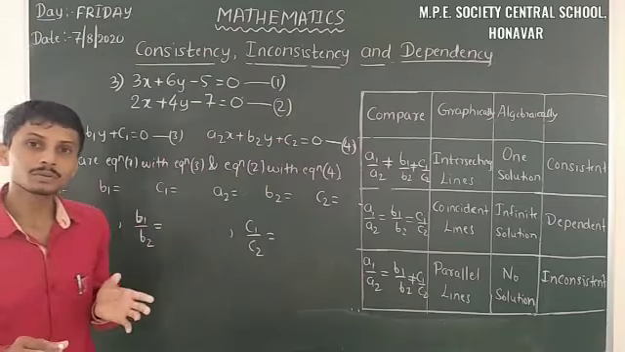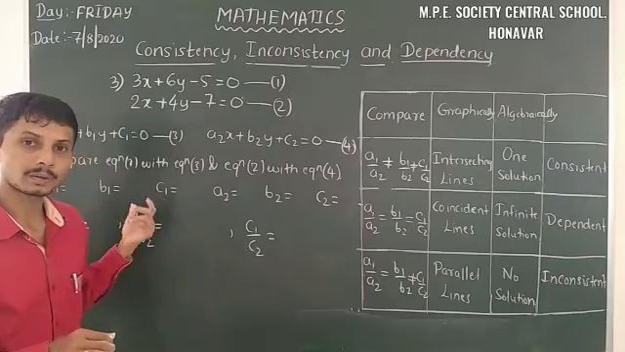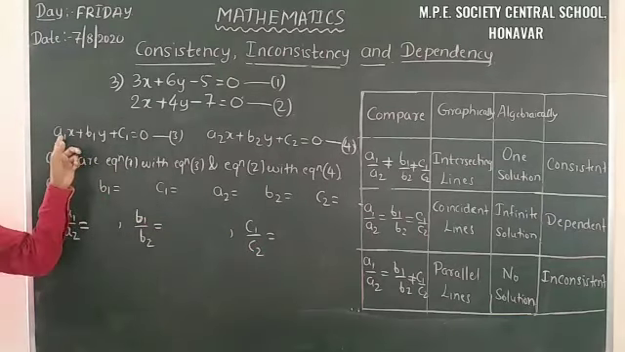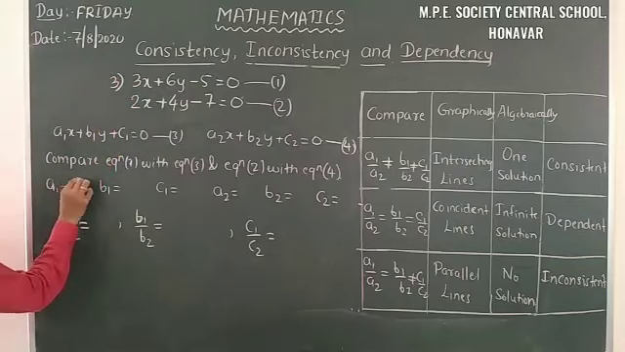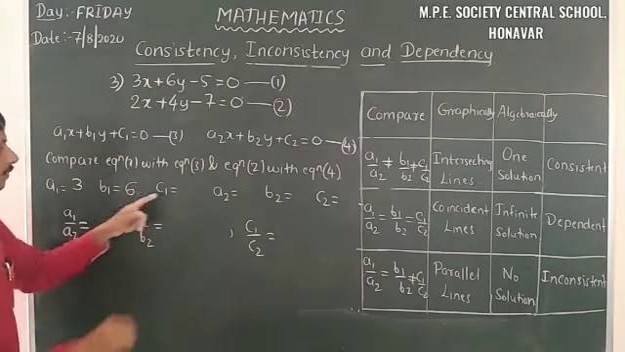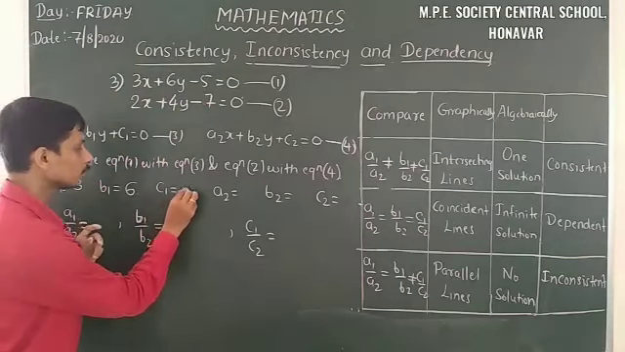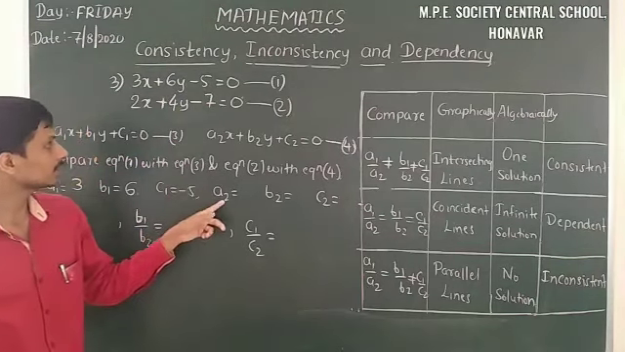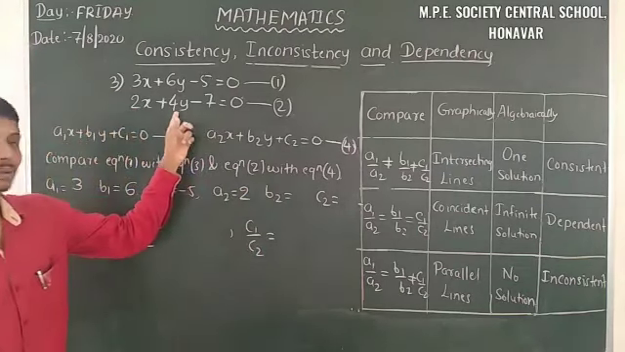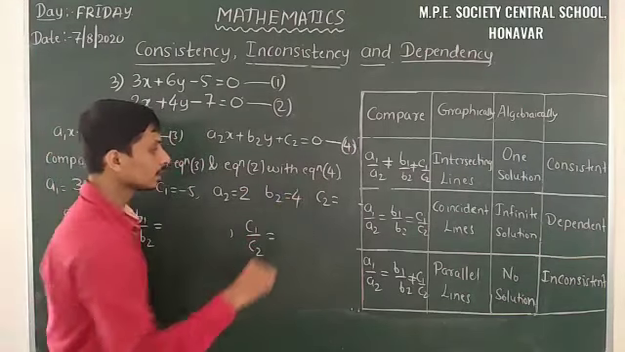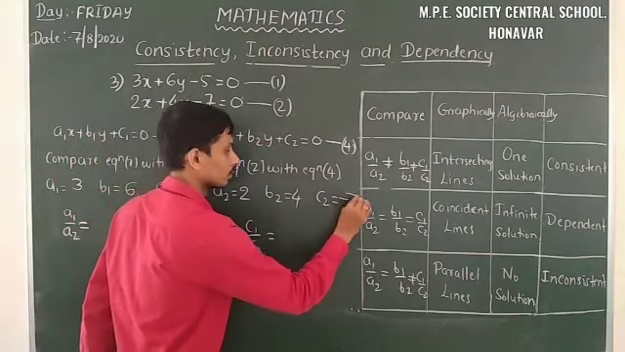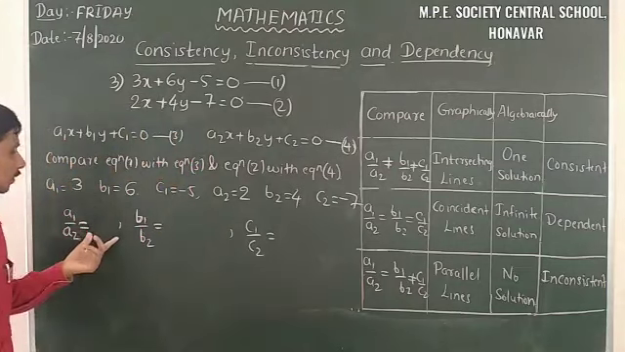So what we have to do? We have to take the values of a1, b1, c1 and a2, b2, c2. So firstly, in place of a1 there is 3 and in place of b1 there is 6. Then in place of c1 there is minus 5 and then in place of a2 is 2. Then in place of b2 is 4. Then in place of c2 it is minus 7. So after that what we have to do?